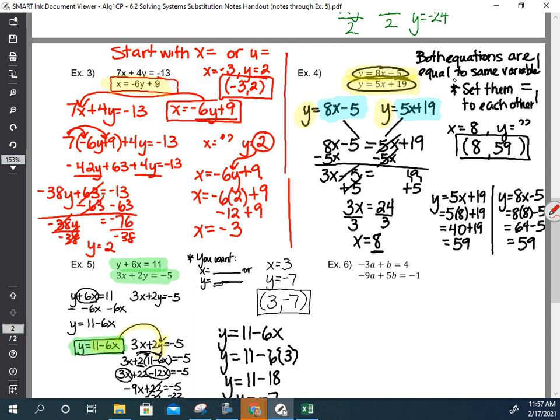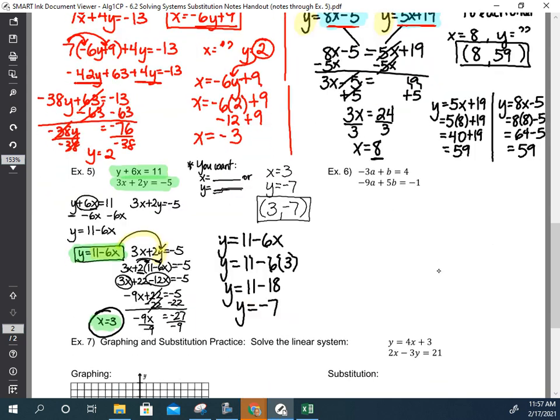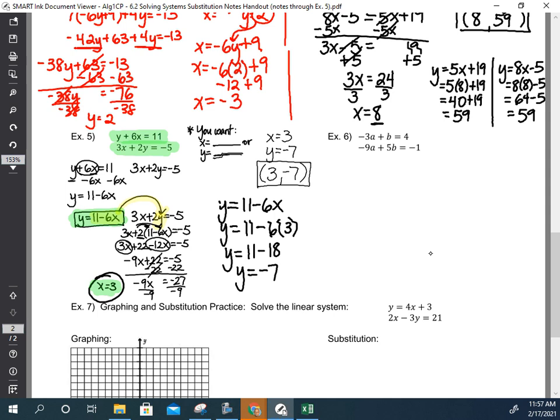Then we came to the situation in which both of the equations were equal to the same variable. In this case, both of them were already in slope-intercept form. So that's when we take the parts and set them equal to each other. And then we did one example in which neither problem was set up, and we needed to do a rewrite.